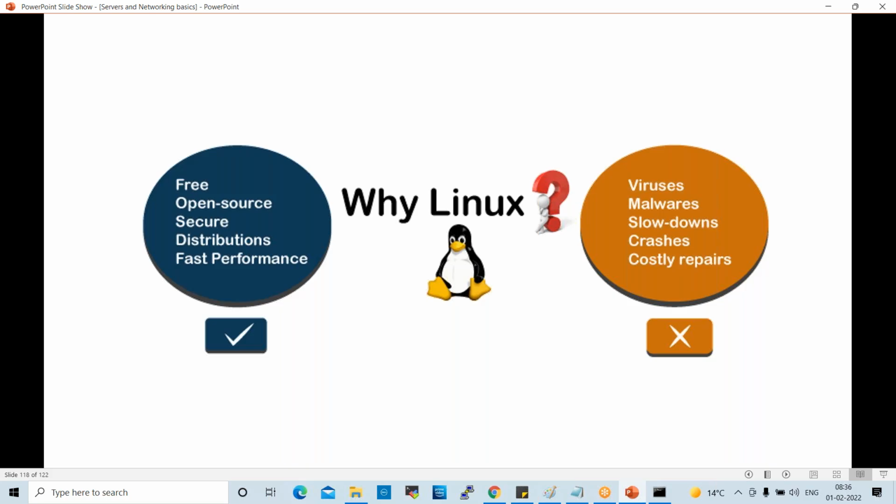So Windows servers have somewhat costlier repairs compared with Linux, right? Linux is straightforward. No slowdown issues, no crashes in Linux, no malware, no viruses, right? These are the main advantages of Linux. That is why most of the project teams use Linux servers only in the backend.